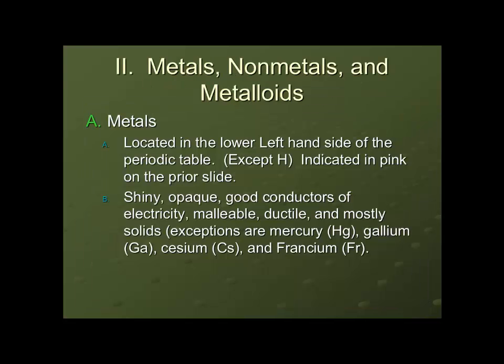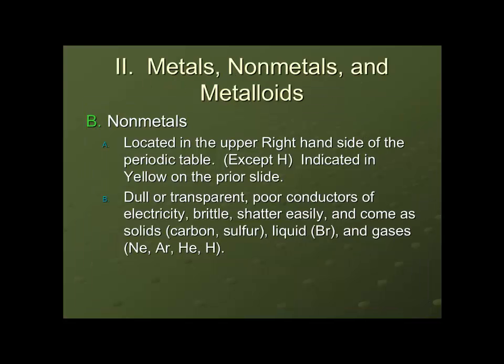Nonmetals have different properties than your metals. They tend to be dull in color or transparent. A lot of them are just entirely see-through. They are poor conductors of electricity, except for carbon, which does conduct electricity. They're brittle. They shatter easily. If you were to hit them with a hammer, instead of seeing the imprint of the hammer there, they would shatter in a million pieces. So if you take a chunk of sulfur and hit it with a hammer, it goes everywhere.